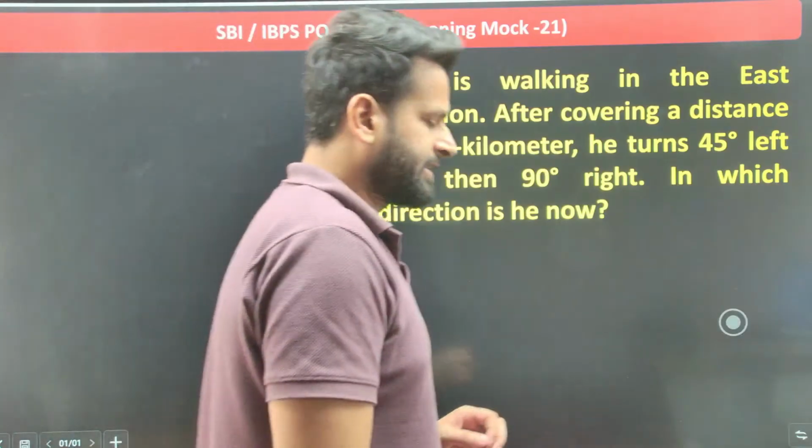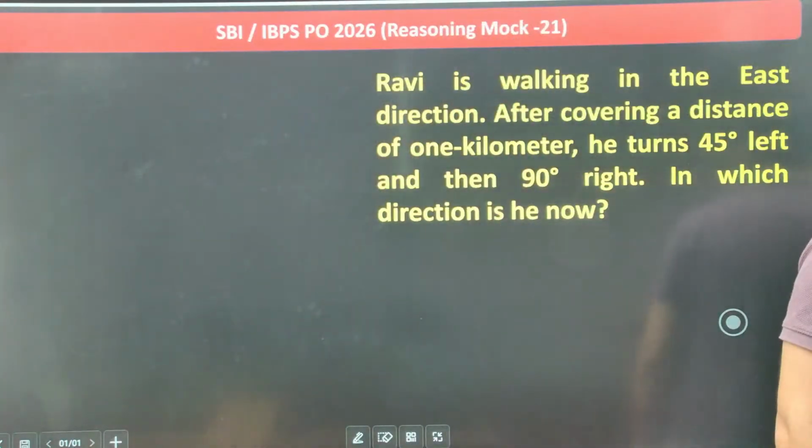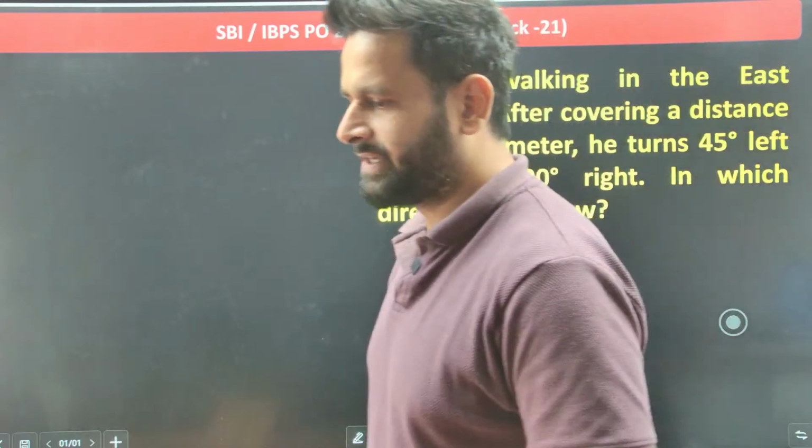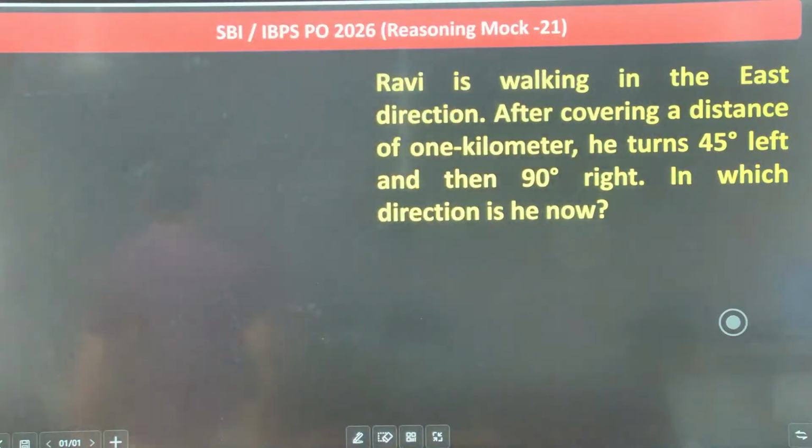Check this out. A small conceptual question based on direction and distance. Read it, understand it, and then answer this carefully. Ravi is walking in the east direction initially. After covering a distance of 1 kilometer, he turns 45 degrees left and then 90 degrees right. In which direction is he now?